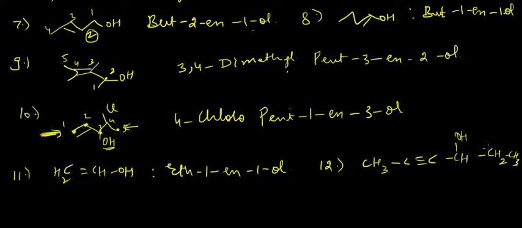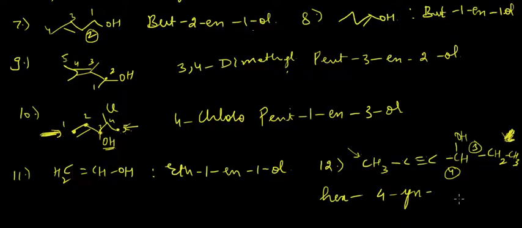Again, you have to select the maximum, longest carbon chain. 1, 2, 3, 4, 5, 6 is the longest carbon chain. If we start from here, we get OH at the 4th position, and if we start from here, we get the OH at the 3rd position. So we start numbering from the extreme right. Then the answer would be simply hex-4-yn-3-ol, I think.